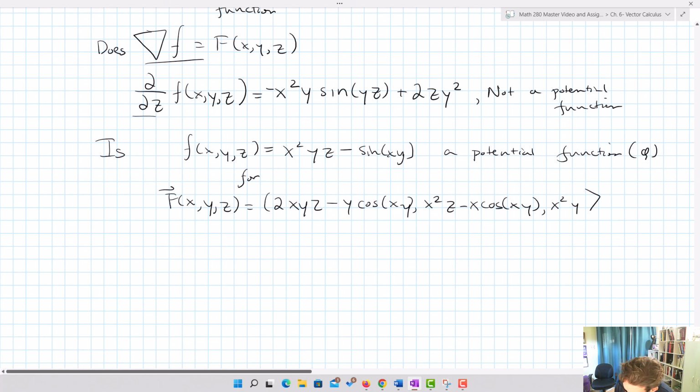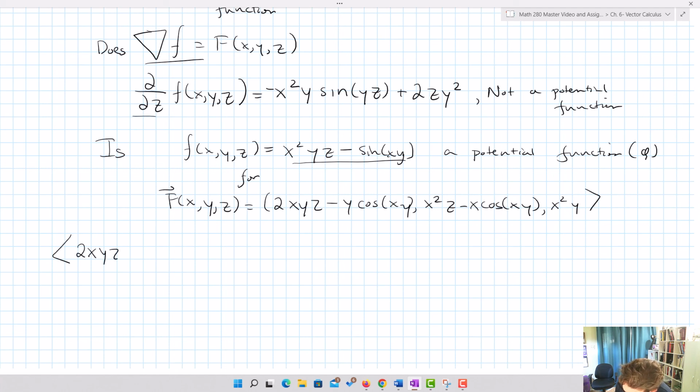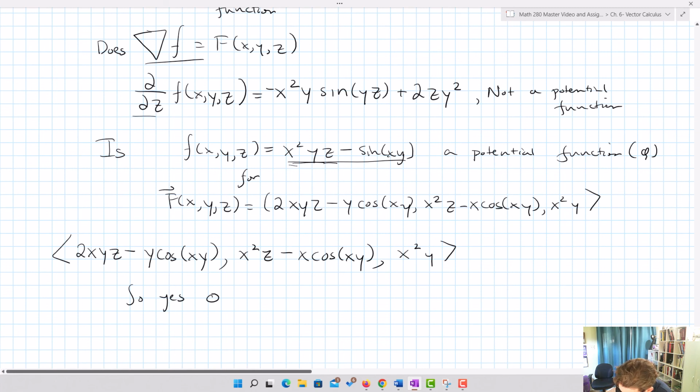So we'll first take our first component, which is the partial of this with respect to x. So that's going to be 2x yz minus y cosine xy. Second component is going to be the partial with respect to y. So that's going to be x squared z minus x cosine xy. And then the third is going to be the partial with respect to z. So that's going to be just x squared y. Yes. So the answer is, yes, phi equals x squared yz minus sine of xy.